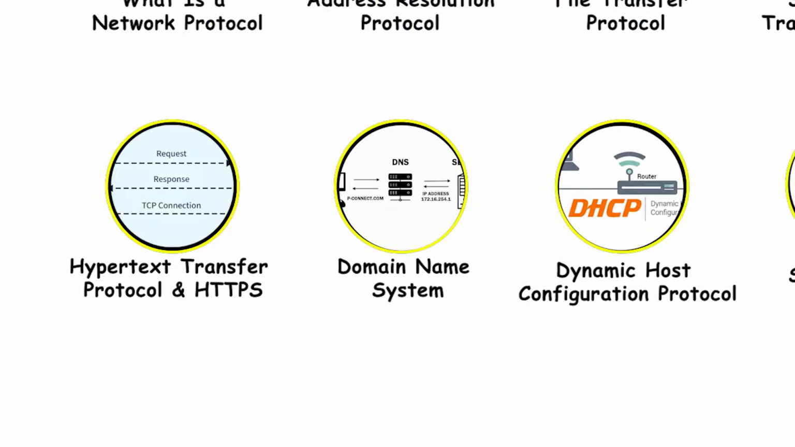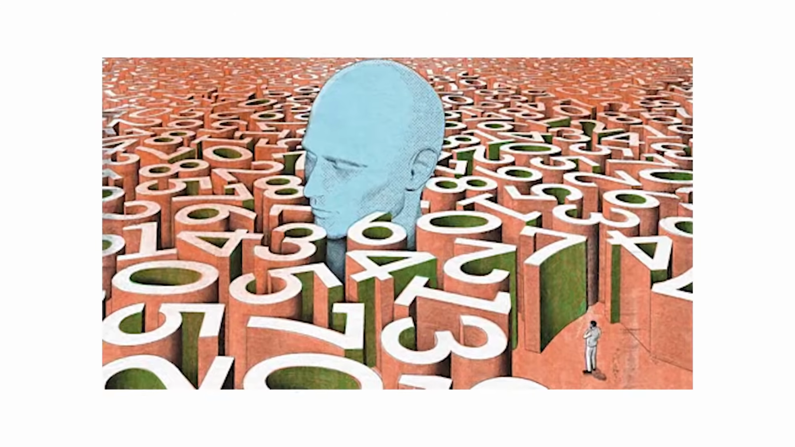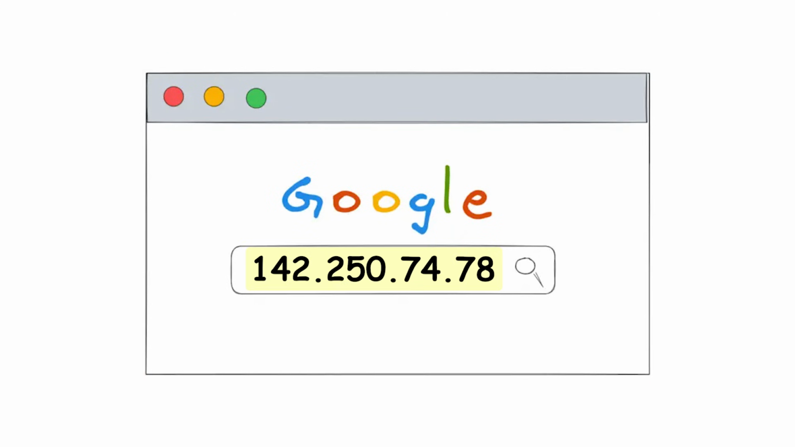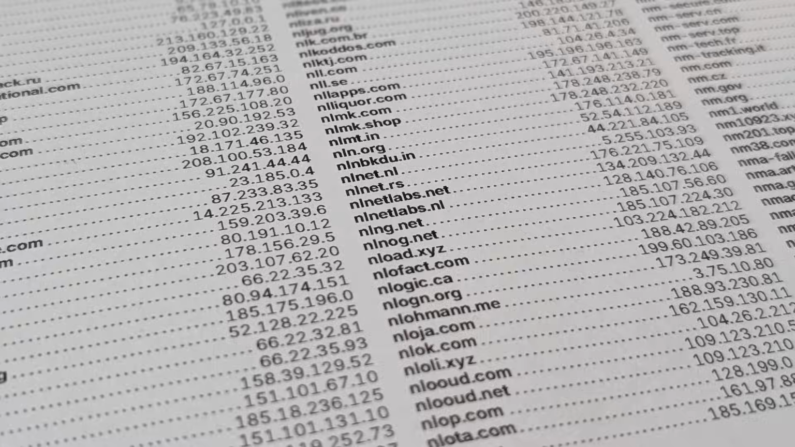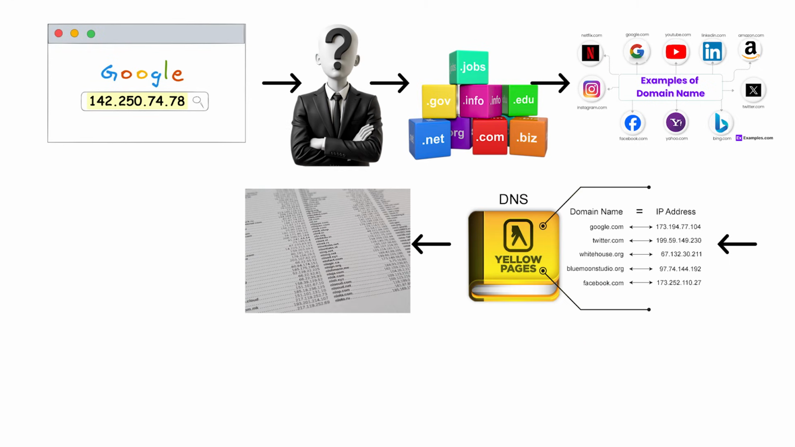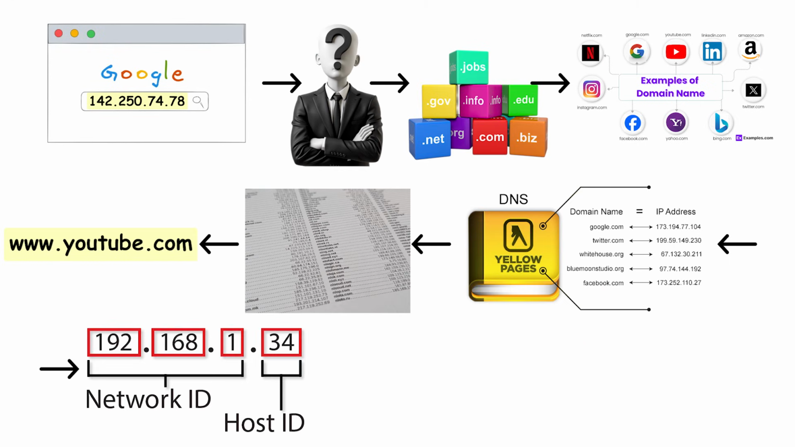Domain name system. Humans are not great at remembering strings of numbers. Nobody types 142.250.74.78 into their browser to get to a website. Instead, we use domain names, and the domain name system is the protocol that makes that possible. It acts as the internet's phone book, translating human-readable domain names like www.youtube.com into the numerical IP addresses that computers actually use to locate each other.